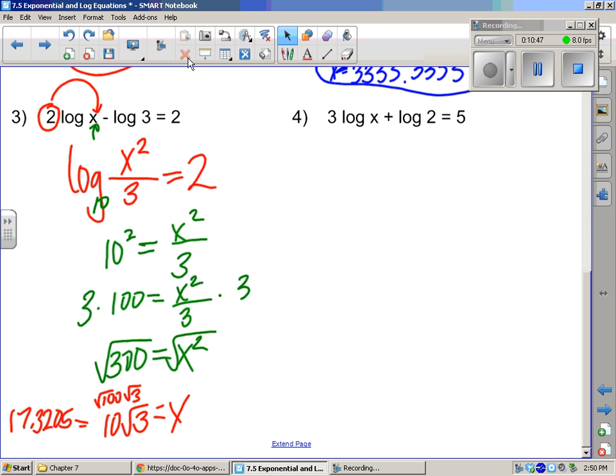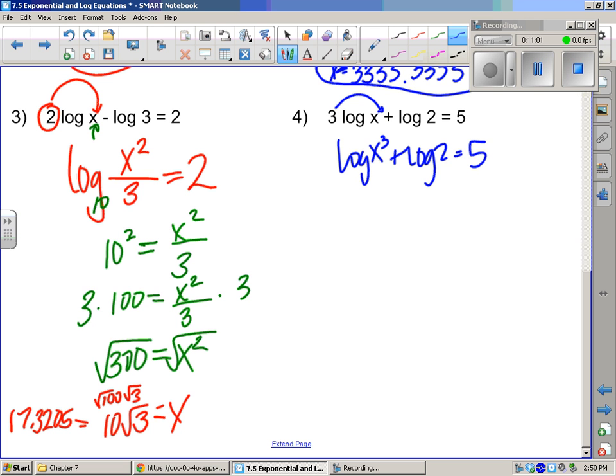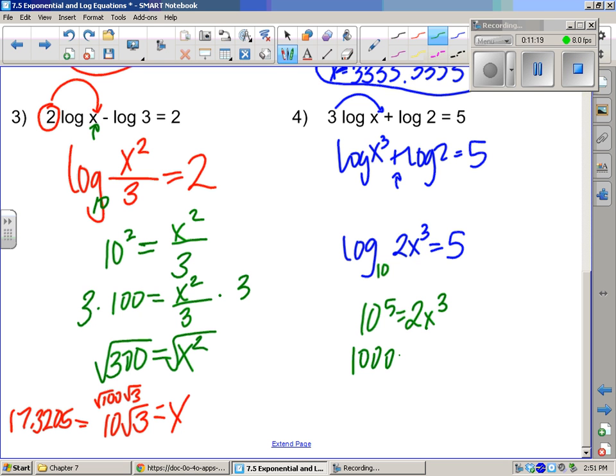Okay, I see a plus sign. I see powers out front. We got a few things to change here. So take the 3, put it with the x, and make it 1 log, and then x cubed. Okay, now we have a plus sign. That means multiplication. So write the word log once, and then it's x cubed times 2, so 2x cubed. Right. Okay, now you got the power of 10. 10 to the 5th equals 2x cubed. Wow, a lot of zeros.